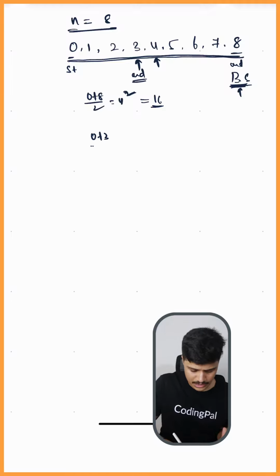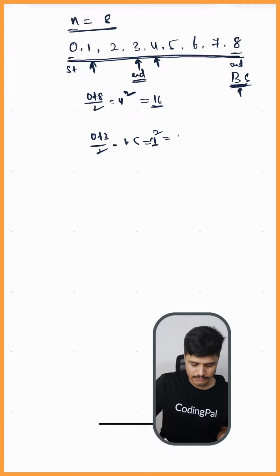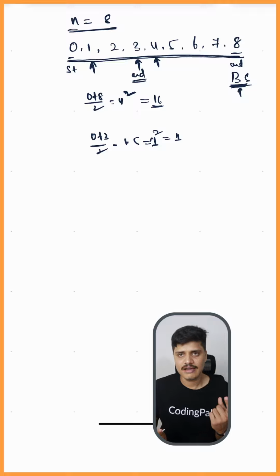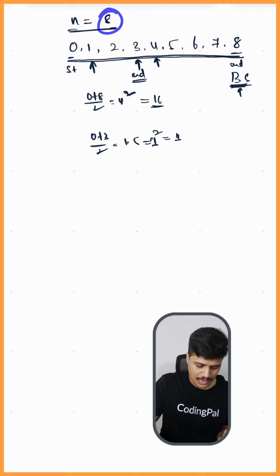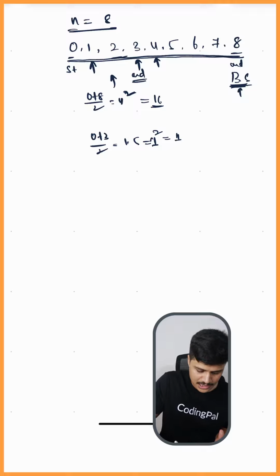Again we will calculate the middle and it is 1. If I try to perform 1 square, the value will be 1. We are looking for 8. That means it will be somewhere on the right of the middle. So start will basically get updated to 2.